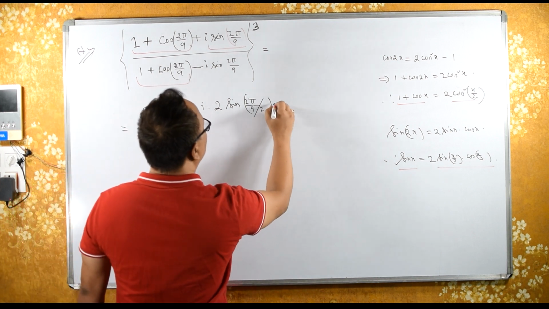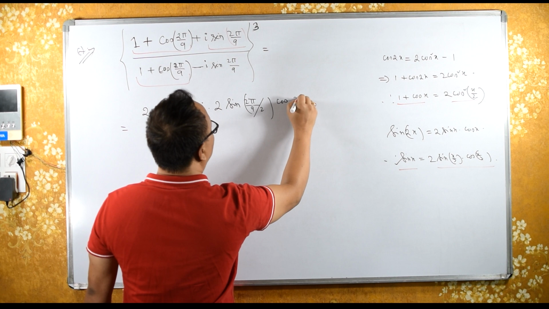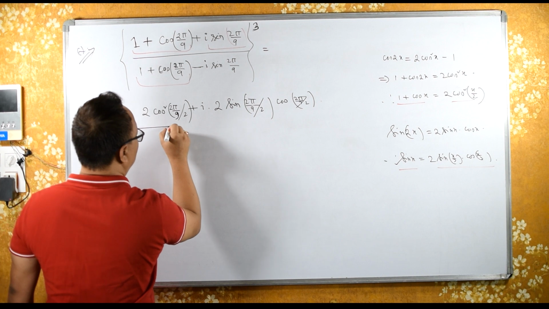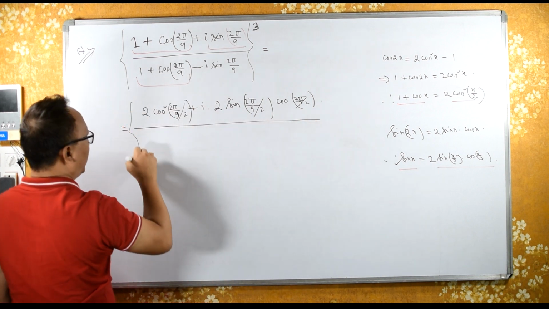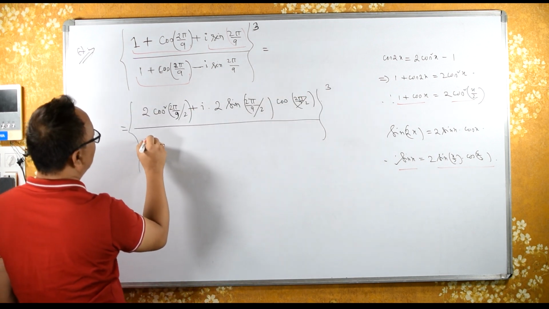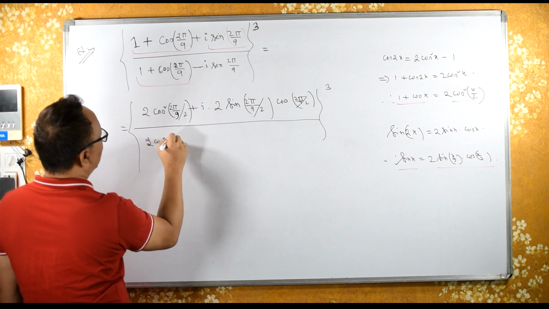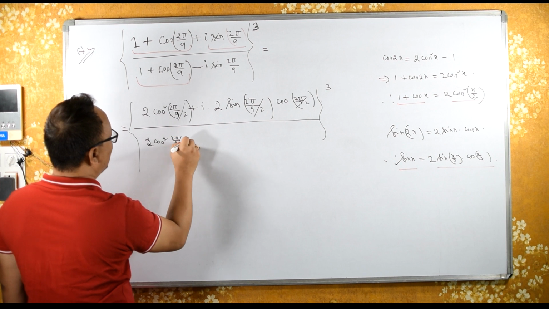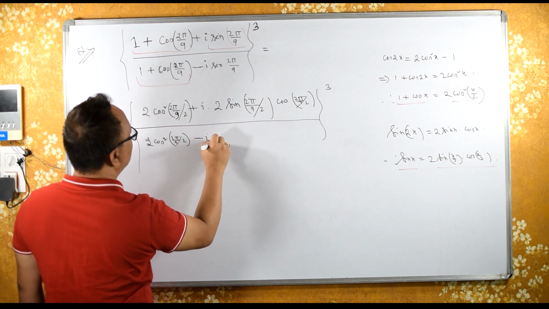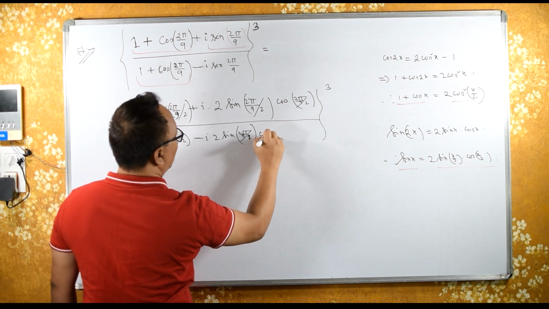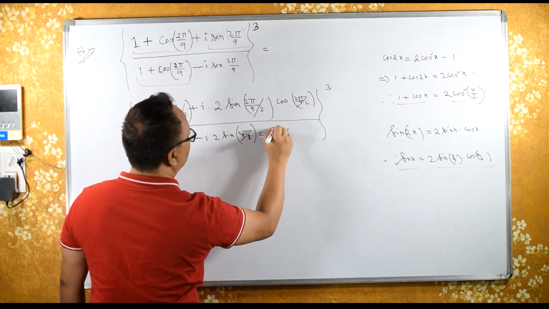Let's write it for the time being: cos of 2 pi by 9 upon 2, upon, here we have cube. Upon, here this is the same as this: 2 cos square 2 pi by 9 upon 2, minus i 2 sine 2 pi by 9 upon 2 cos of 2 pi by 9 upon 2.